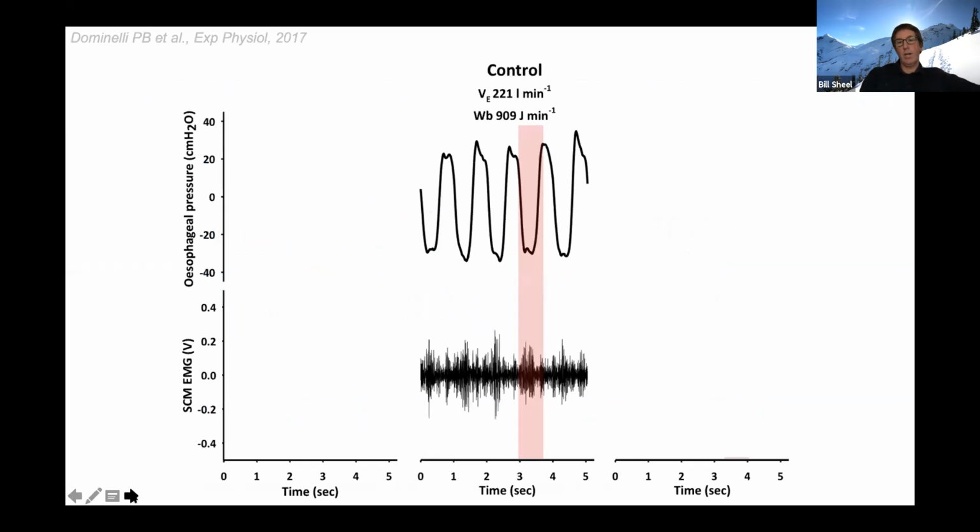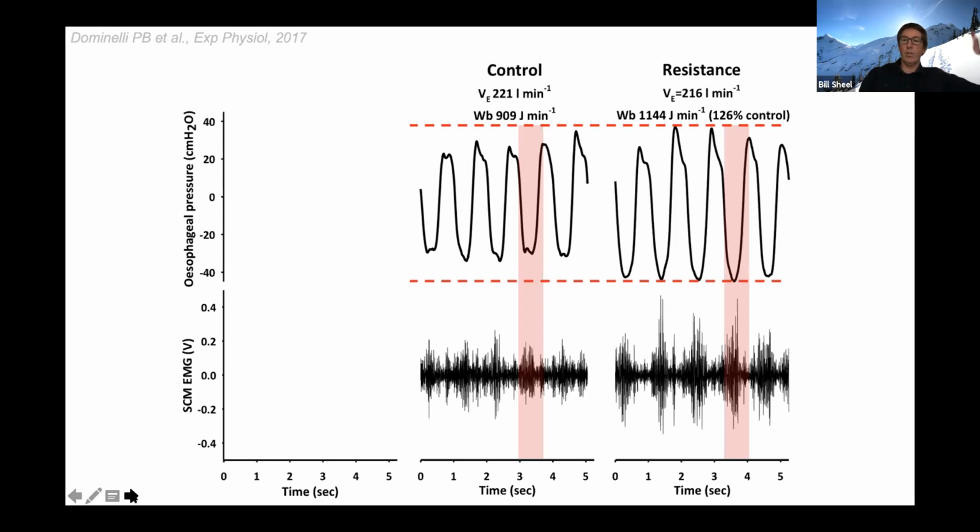So to address these questions, I'll go through the next couple of studies. This is the work of Paolo Dominelli, who was a graduate student in the lab, who's now faculty at Waterloo, and I want to make sure I give him all the credit that's due. This is his work. And so this is the control condition. And here you see esophageal pressure. So negative on inspiration, positive on expiration. And in this case, we had EMG on the sternocleidomastoid, which I talked about earlier. And you can see that it's active, it's bursting, just qualitatively that's there. We see minute ventilation and work of breathing values for those handful of breaths.